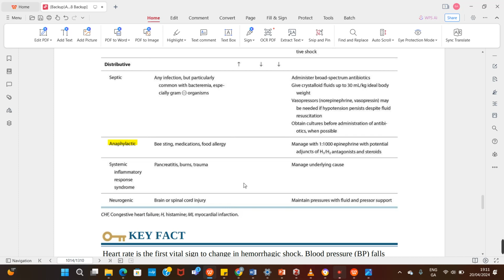And because we know that part of the implicated cytokines is histamine, you can give antihistamines as adjuncts, and steroids to reduce the inflammatory response.